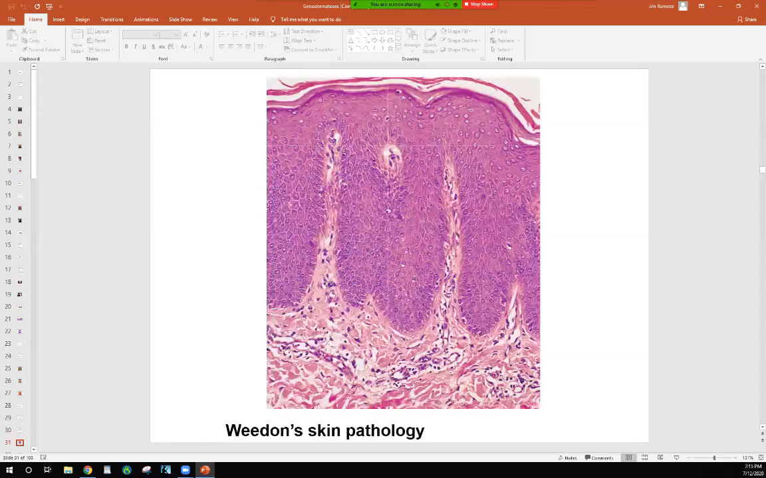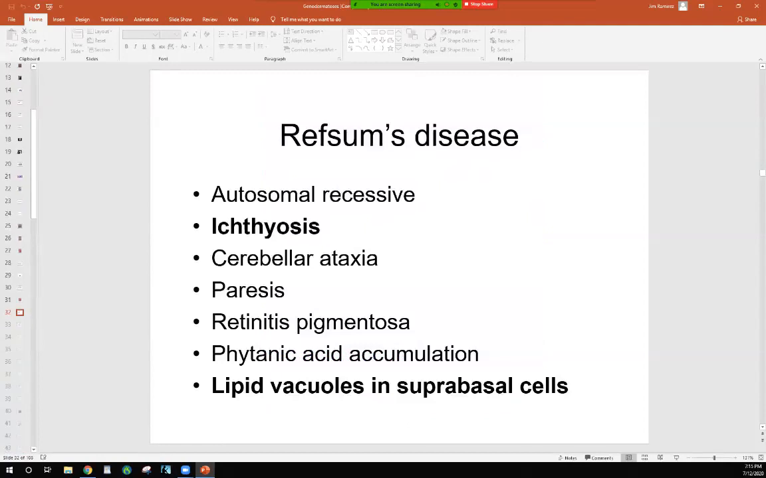So it can be suggestive if you have it in the right context, but otherwise you're going to have to do the immunohistochemistry and correlate it to really get to the diagnosis. Refsum disease, I'll just mention briefly. I don't have any images for this, but it is one of the ones that can have ichthyosis in it.